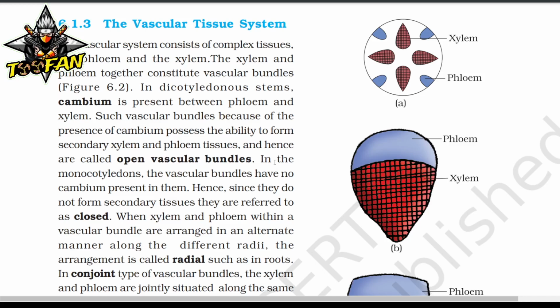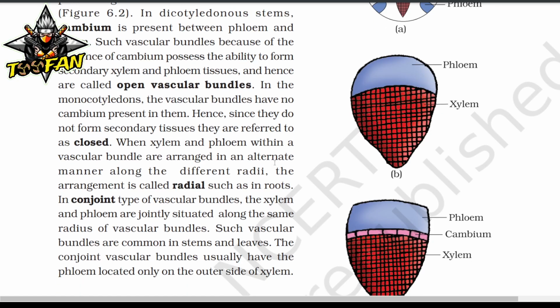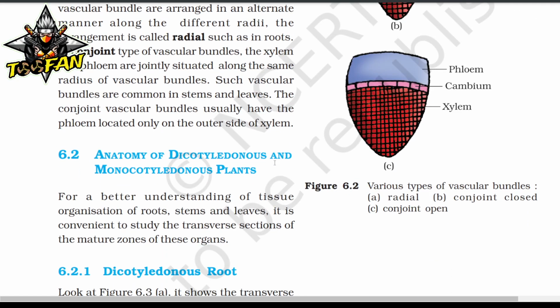When xylem and phloem within a vascular bundle are arranged in an alternate manner along different radii, the arrangement is called radial, such as in roots. In conjoint type of vascular bundles, the xylem and phloem are jointly situated along the same radius of the vascular bundle. Such vascular bundles are common in stems and leaves. The conjoint vascular bundles usually have the phloem located only on the outer side of the xylem.